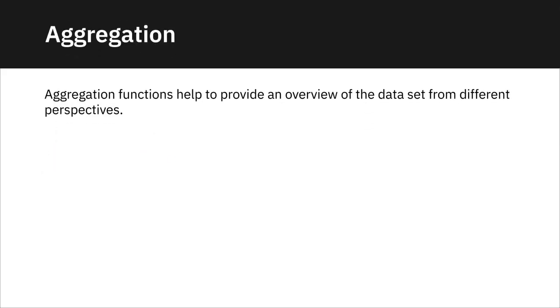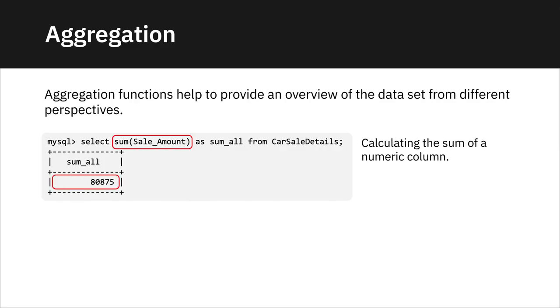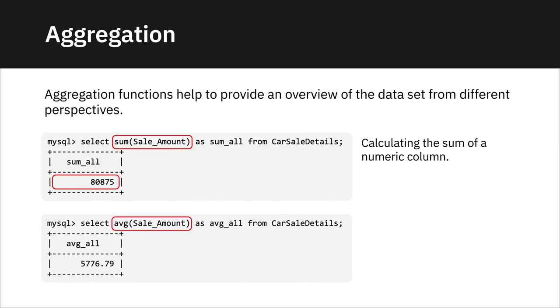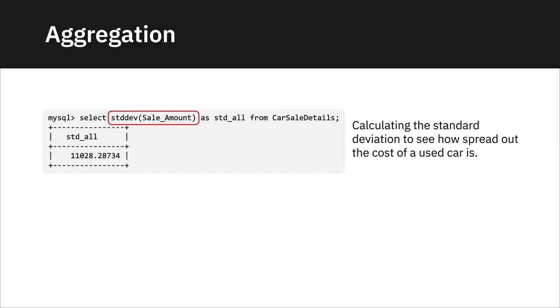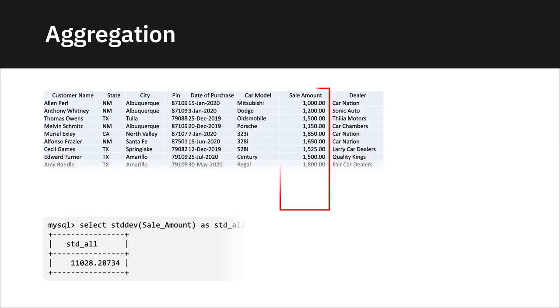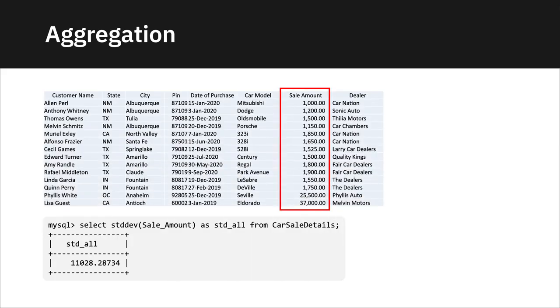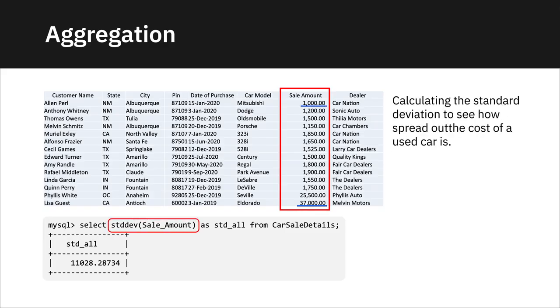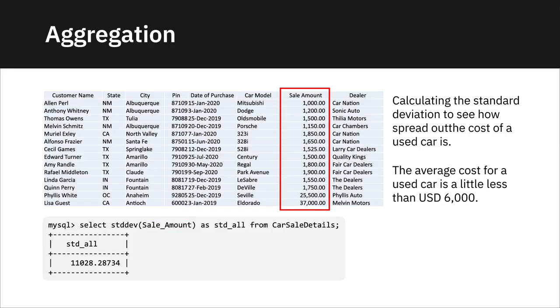Aggregation functions also help to provide an overview of the dataset from different perspectives, such as using the sum function to calculate the sum of a numeric column in a table, using the average function to calculate the average number of a numeric column, and using the stddev function to measure how spread out the numbers are in a data set. In our dataset, for example, we can use the stddev function to see how spread out the cost of a used car is. The average cost for a used car is a little less than $6,000.